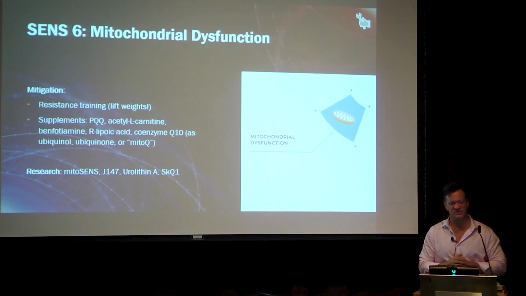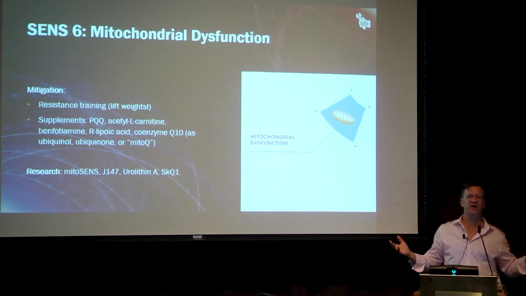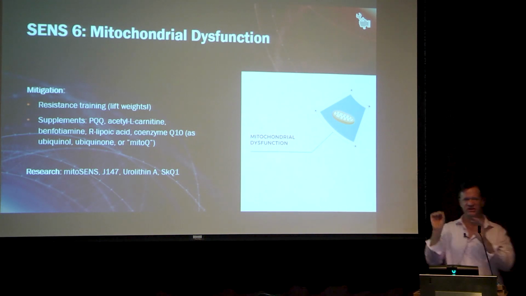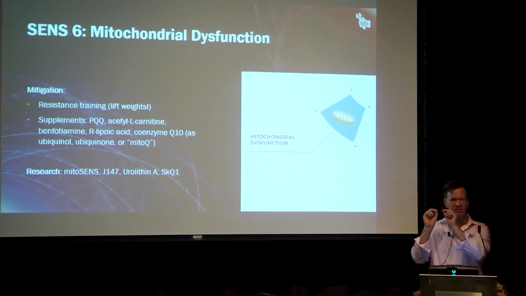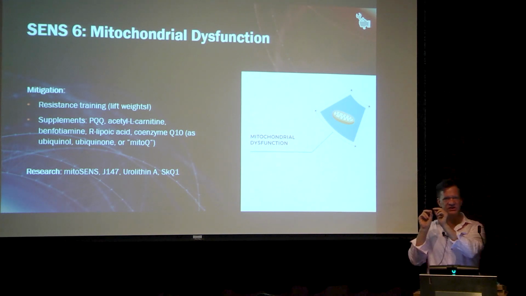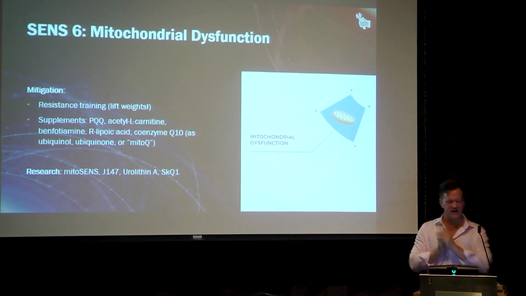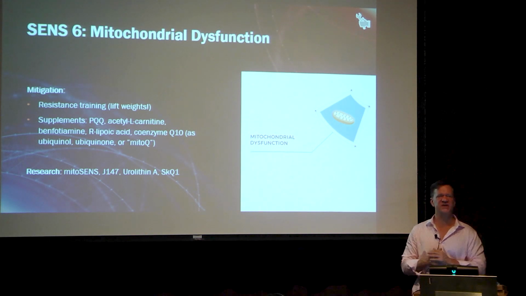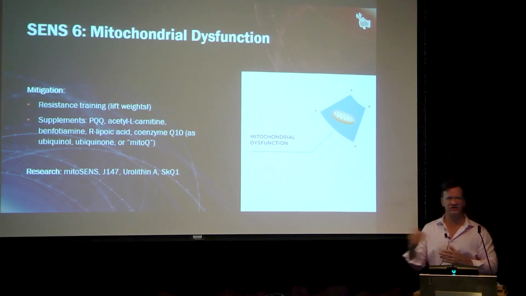Okay, mitochondrial dysfunction. So mitochondria, they're the powerhouses of our cells. Every cell has a whole bunch of these tiny little organisms inside it, essentially. They're like tiny little bacteria that produce all of our cellular energy. One of the biggest problems we face in aging is we run out of enough healthy mitochondria.